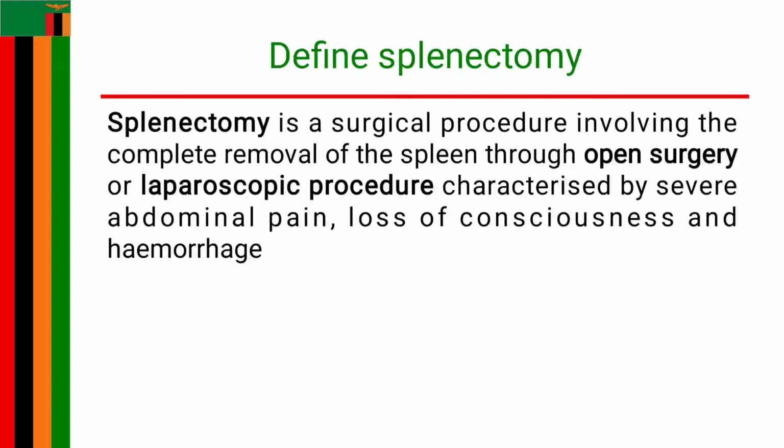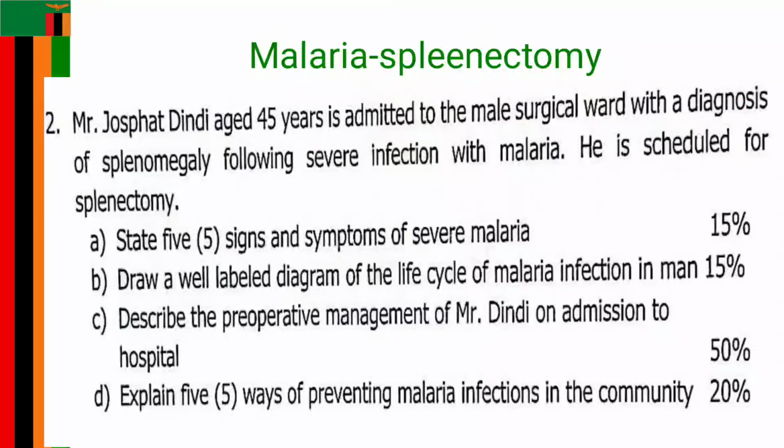The other definition that you may be asked to define is maybe splenectomy. You can define splenectomy as a surgical procedure involving the complete removal of the spleen through open surgery or laparoscopic procedure, characterized by severe abdominal pain, loss of consciousness, and hemorrhage. So that is how we can define the two in case you are asked to define.